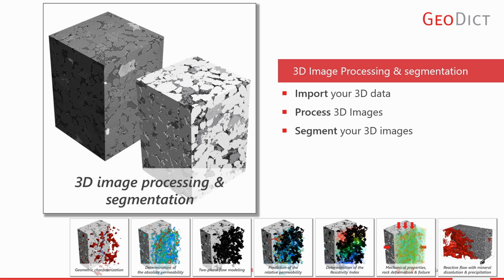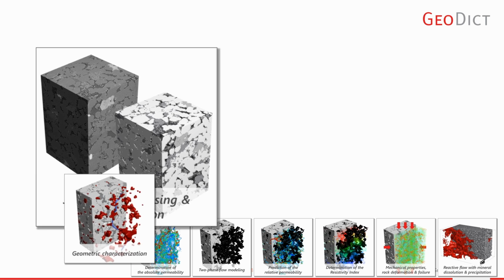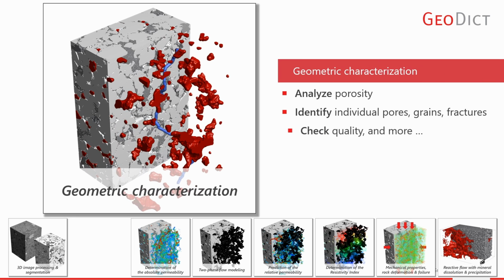Segmentation is about generating a voxel grid geometry with defined material features, either just a pore solid distribution or specific fluids and minerals. GeoDict offers various methods, from automated gray value thresholding to AI segmentation methods. Geometric characterization is a basic step and includes pore space analysis and pore size distributions, amongst others. GeoDict also identifies and separates individual pores and grains as well as fractures. And on top we offer a fundamental quality check, especially for segmented sandstones.